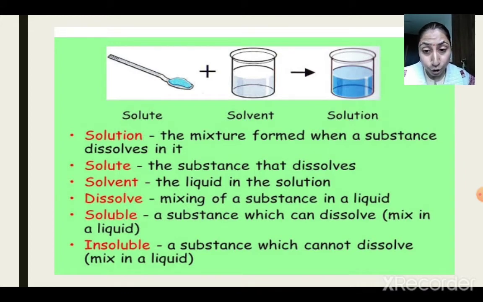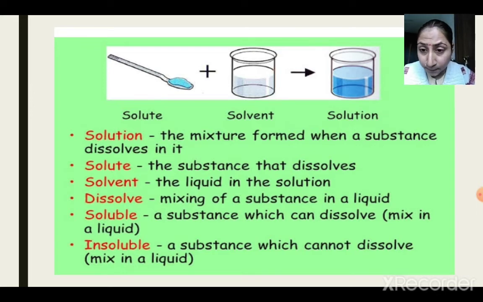Then comes the solute. Solute is a substance that is used in smaller quantity in the solution. So we are using more of water and less of sugar. So we are using it in small quantity. That means sugar is a solute. Then comes solvent. What is solvent? Substance that is used in larger quantity in the solution. So what is solvent here? Water is the solvent because we are using water in a larger quantity, right?